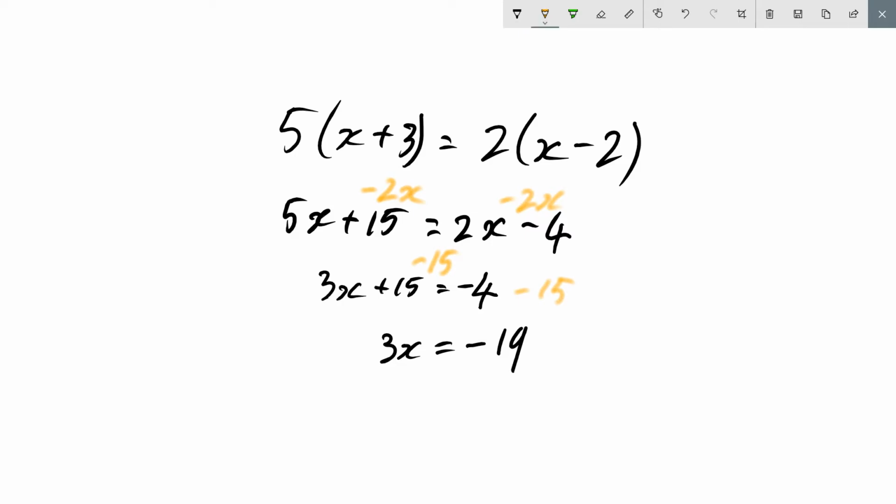And I'm now going to have to divide by 3. And x now equals negative 19 over 3. Then you can just leave it like that, or you can put it into a mixed fraction if you like. But you can leave it just as is, right there. Alright, let's try an even harder example.